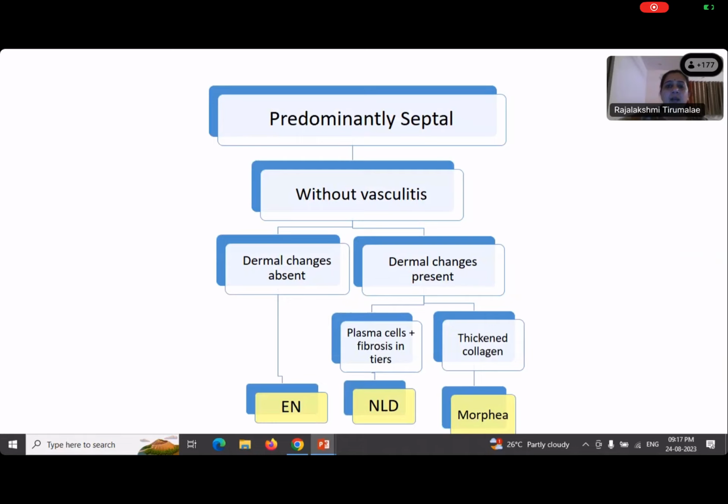One thing we need to remember is that panniculitis and vasculitis are like twins. Whenever you have panniculitis, you also have to look for the presence of vasculitis. So these are the differentials for predominantly septal panniculitis without vasculitis: erythema nodosum, necrobiosis lipoidica, and we must remember that morphea also can go to the subcutis.